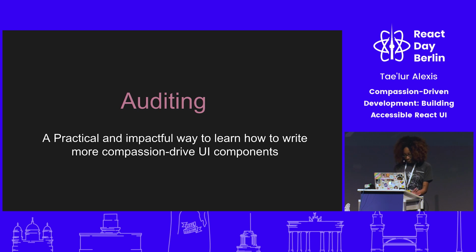All right, so auditing. This is a practical and impactful way to learn how to write more compassion-driven UI components. Auditing is basically, for instance, I use the Chrome Axe extension, which I'll be using in a little live demo, where it analyzes a web page and goes over the different errors that are found on the web page, and it categorizes them by importance. So it goes from warning to critical need. And so yeah, auditing is just auditing web pages for performance, for accessibility, and stuff like that.